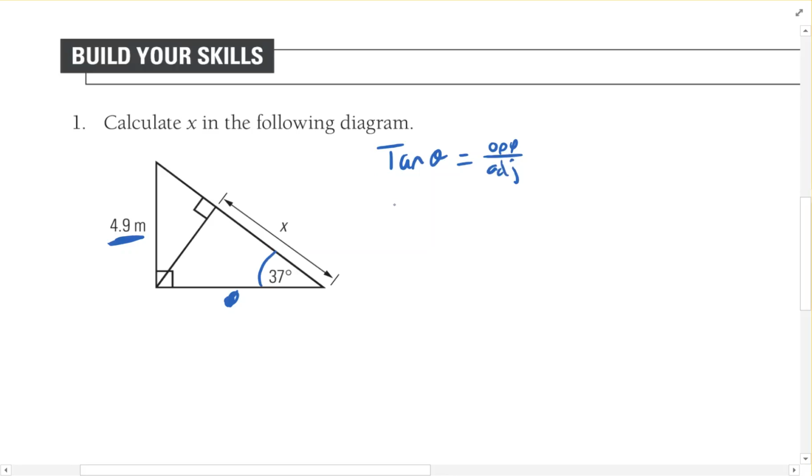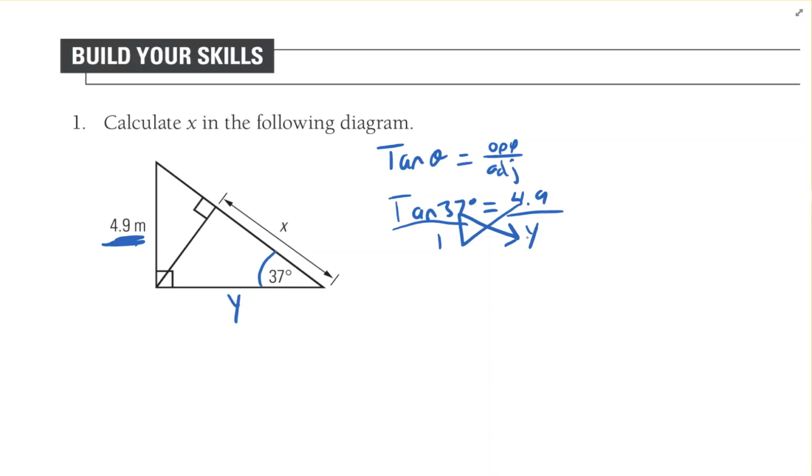Okay, now fill in what you know. We know the angle, so I'm going to write tan 37 degrees is equal to, and now I know the opposite was 4.9 over, and let's call this, instead of x, let's call it y. So over y. Okay, now we just need to solve for y. And remember that little trick I told you? If you put this over 1, now we can do our cross-multiplying thing, or our fish method. Or you could solve algebraically, so either one gets you the right answer.